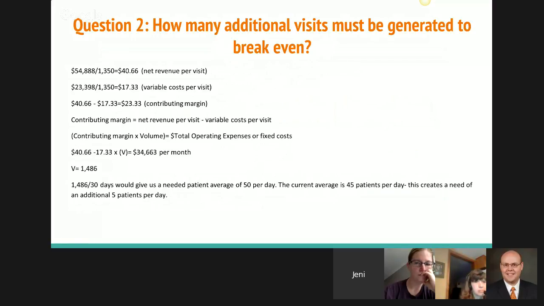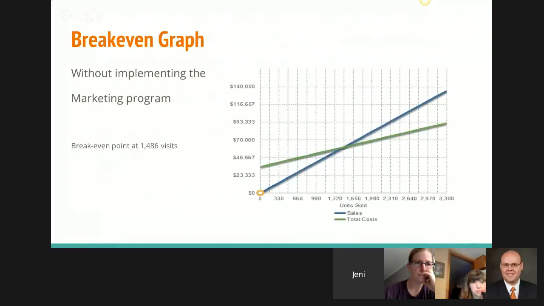The current average is 45 patients per day. This creates a need of an additional 5 patients per day. This is our break-even graph from the slide before, with the break-even point of 1,486 visits. This is without implementing the marketing program.